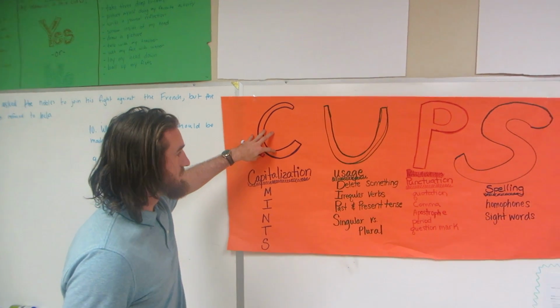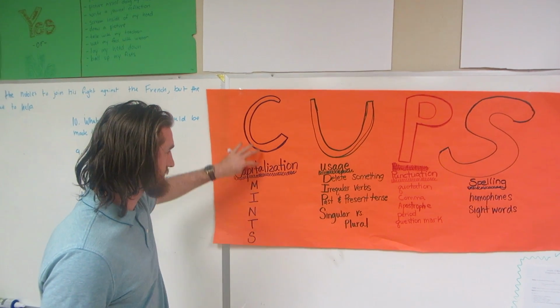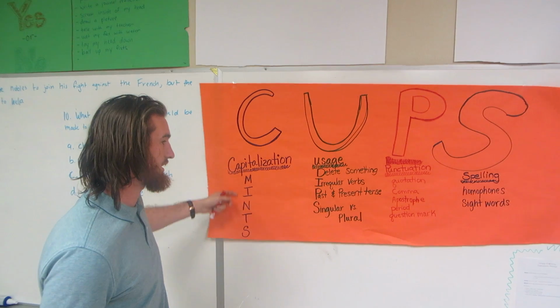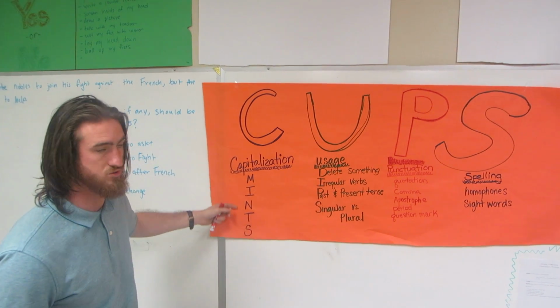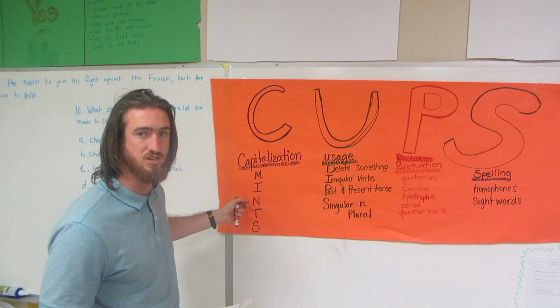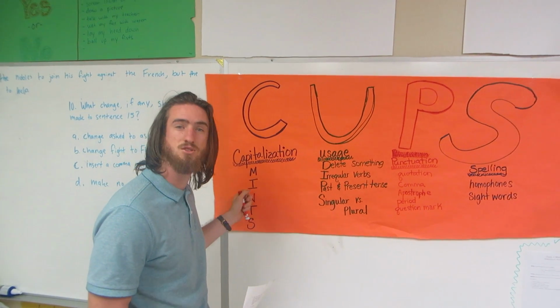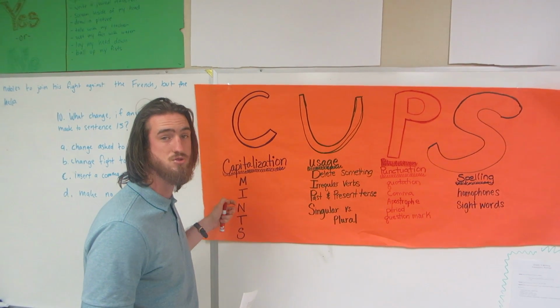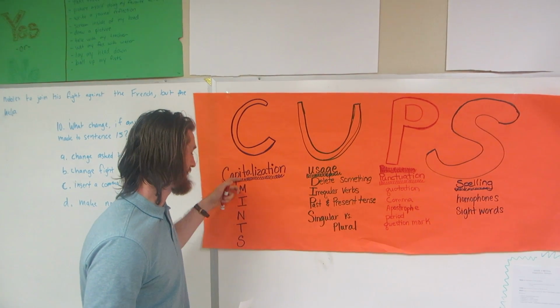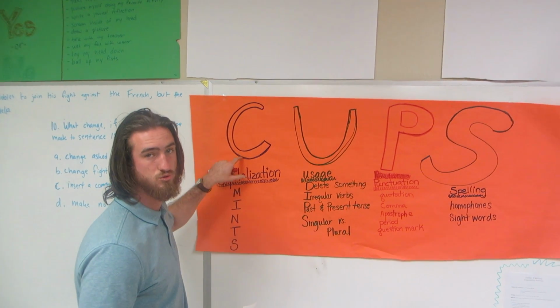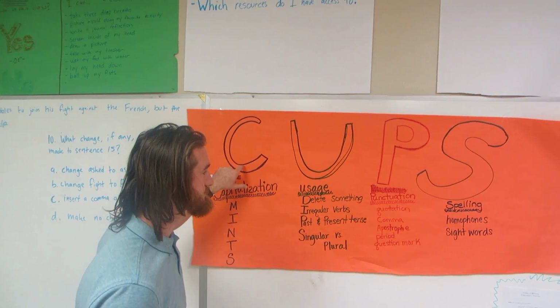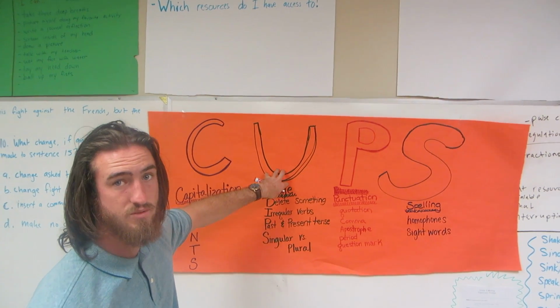CUPS, C stands for capitalization, and they use the mnemonic MINTS to remember the rules of capitalization. You guys remember the project that we did recently about mints? The results are in. Actually, we had one student who came up with 904 mints. They use MINTS to remember all the rules for C, for capitalization. We're going to skip U and come back to it very last.